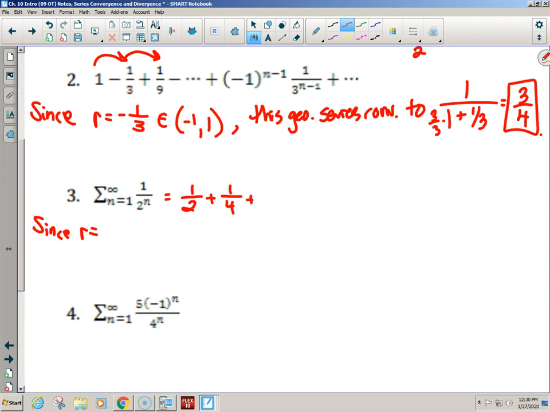And how do I know that? One's supposed to start at 1 and just keep on going, right? So I get 1/8, and then I think a dot dot dot is in order right about now. So since r is equal to 1/2, which is also within our boundary, yes, this geometric series converges. But what does this one converge to?